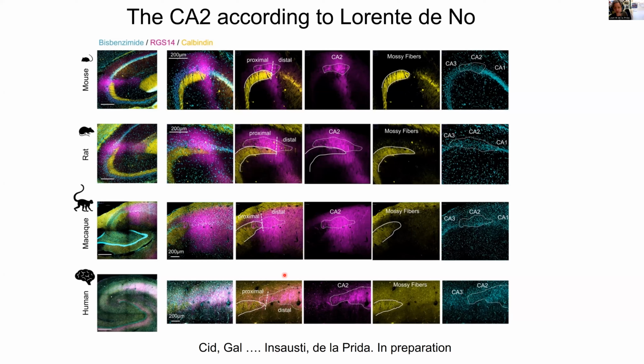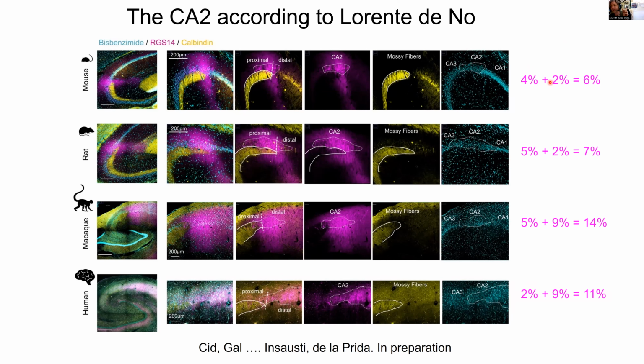And I think it's quite clear that the evolution of the proximal-distal organization shows strong differences across species. So for the mouse, the proximal is larger as compared with distal, which is something we can appreciate in rats, where the distal portion is a bit larger as compared with the mouse. And this becomes larger in monkey and strongly larger as compared to human.